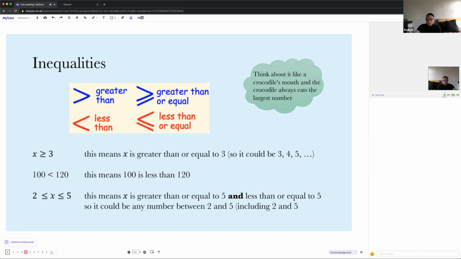You could write numbers like this, and you can always have inequalities like this as well. So you've got the x in between two numbers. So you've got 2 is less than or equal to x, which is less than or equal to 5. So that means x is in between 2 and 5, but it's also including 2 and 5 as well, because we've got the equal to. We've got the line underneath the sign. So hopefully that's just a recap of inequalities.